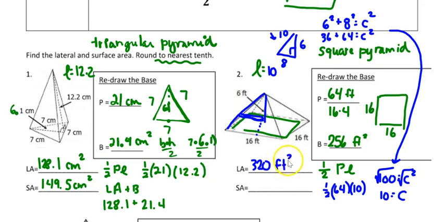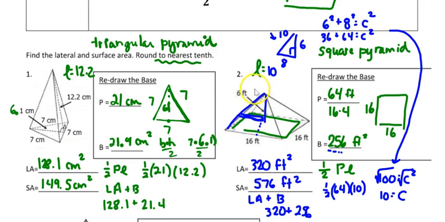feet squared. And then once we know that, we know this is lateral surface area plus the base. So 320 plus our 256 gives us 576. Okay, that's how we do that one.